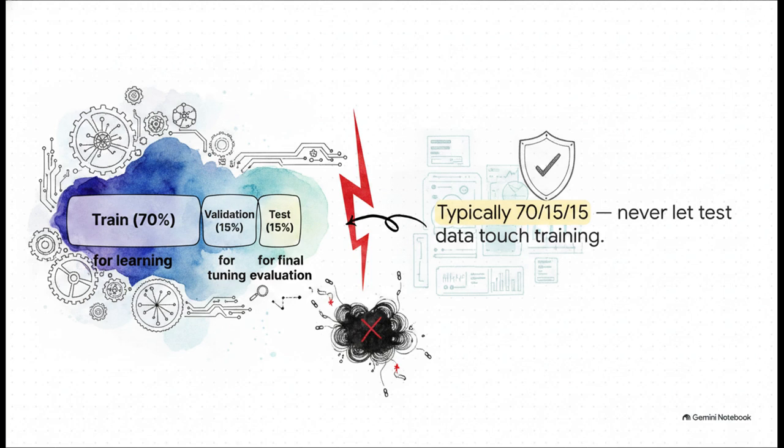But here is the cardinal rule. You never, ever let the test data touch the training data. If your model gets even a sneak peek at the test data, you get what's called data leakage. It is the silent killer of model accuracy. It's basically like accidentally giving a standard user domain admin rights. Sure, it might look like everything's totally fine during testing, but the second you go to production, absolute chaos.